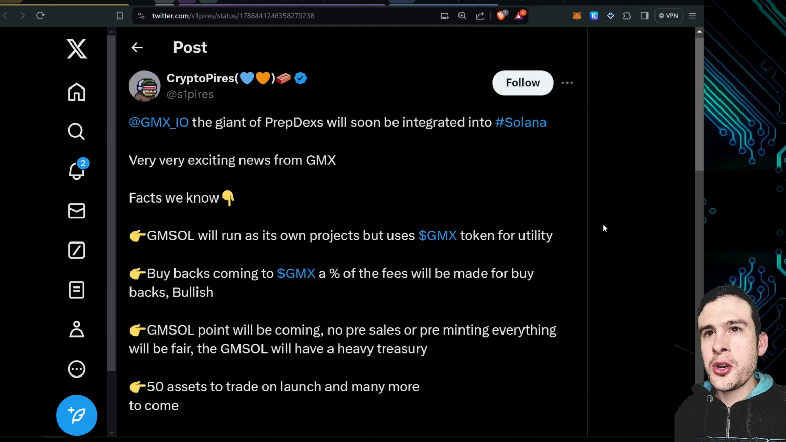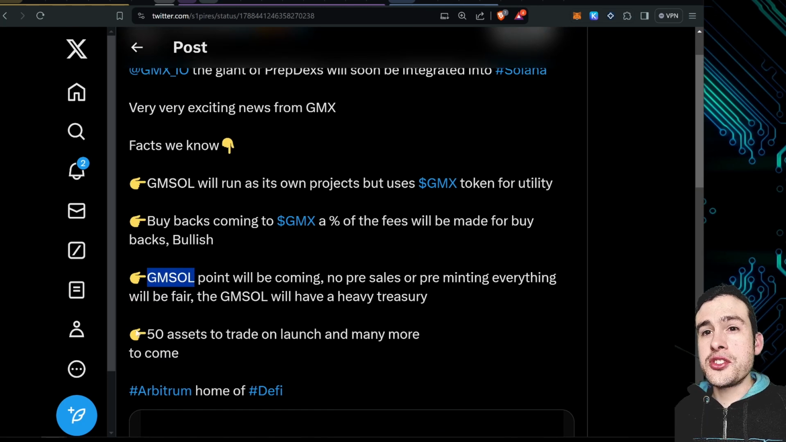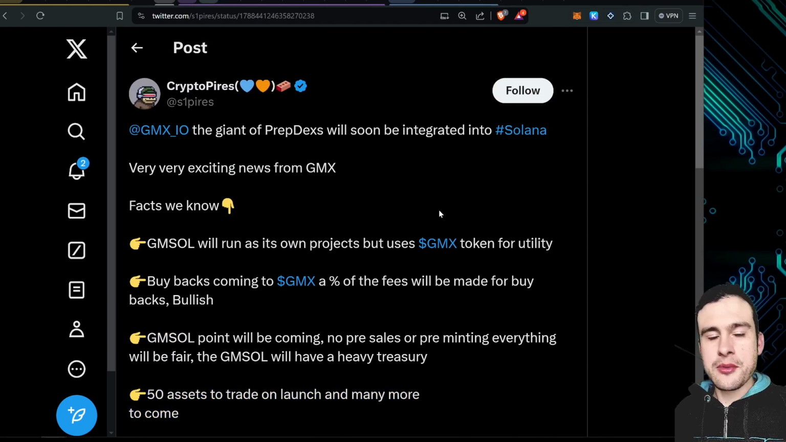Also, while we're talking about perp dexes, we got GMX opening up a Solana-based GMX, or at least integrating Sol. So it's called GM Sol, I believe. And that's pretty cool because this is one of the biggest decentralized perps exchanges out there, currently using Arbitrum and Avalanche, I believe. And again, more buybacks for their token, which is part of the token utility. And they have 50 assets to trade on launch and many more to come, which is pretty impressive. So I thought that was something worth mentioning.